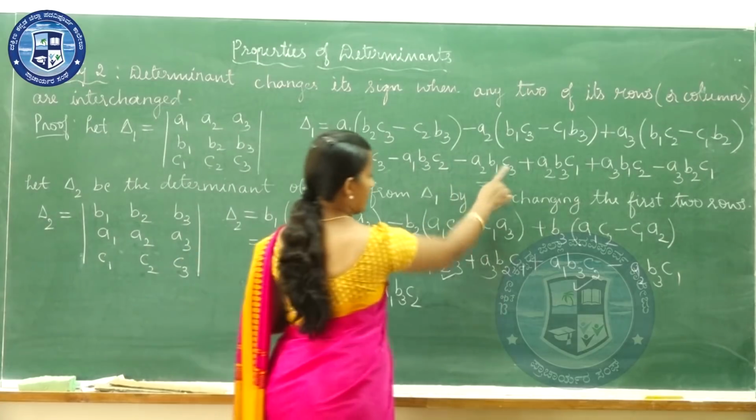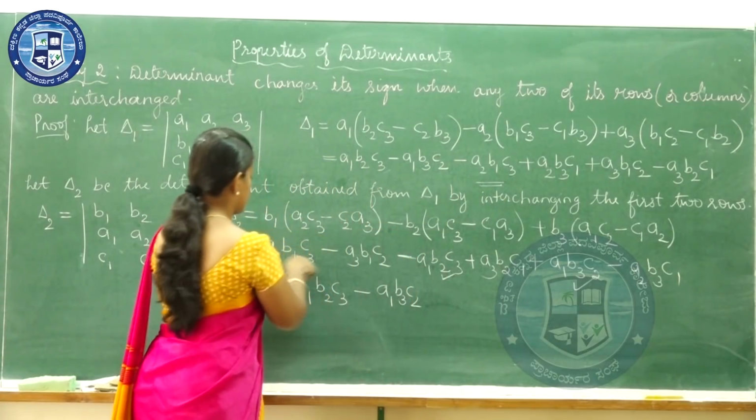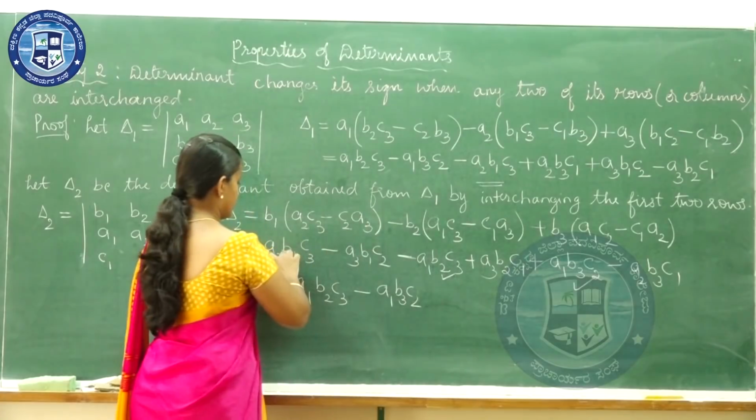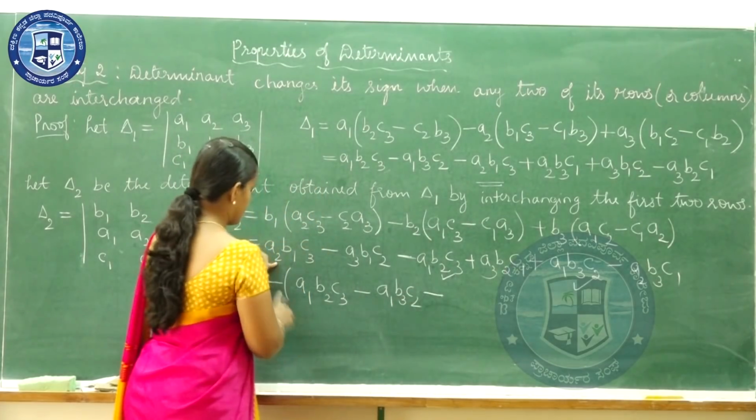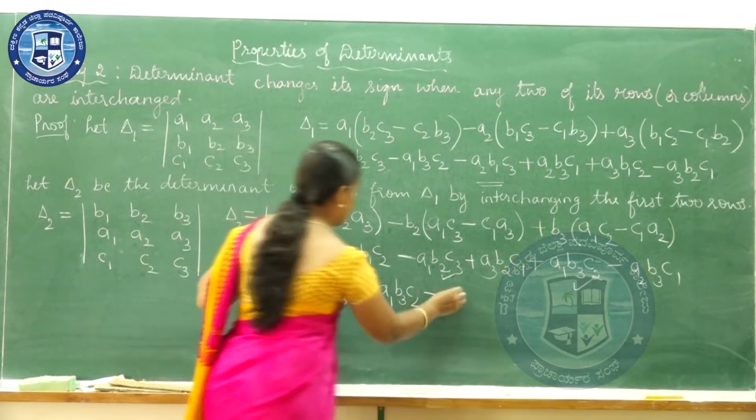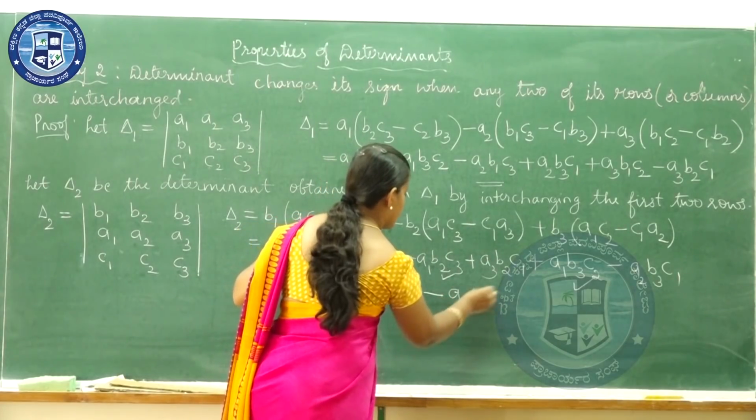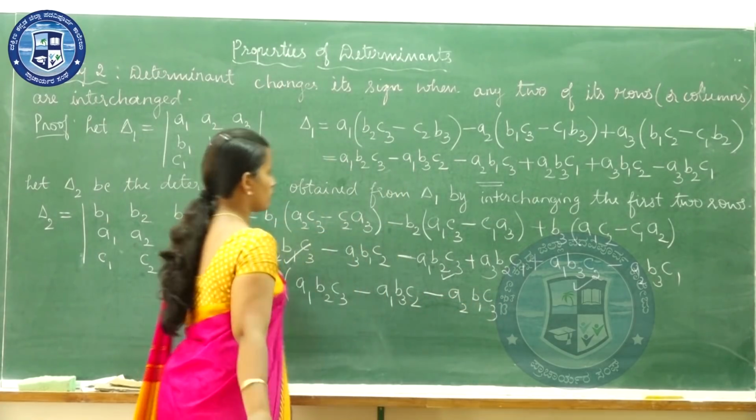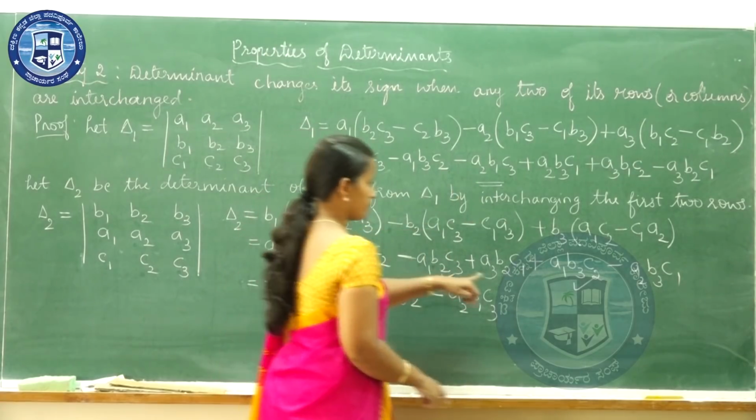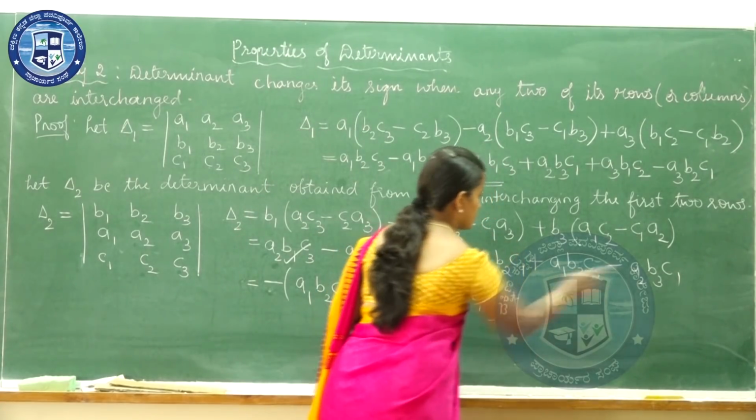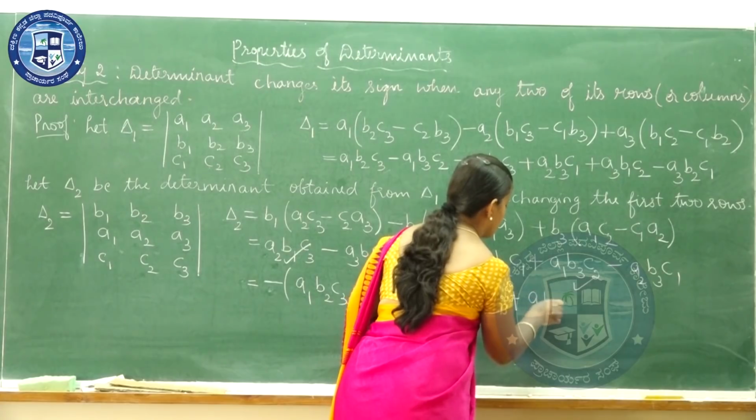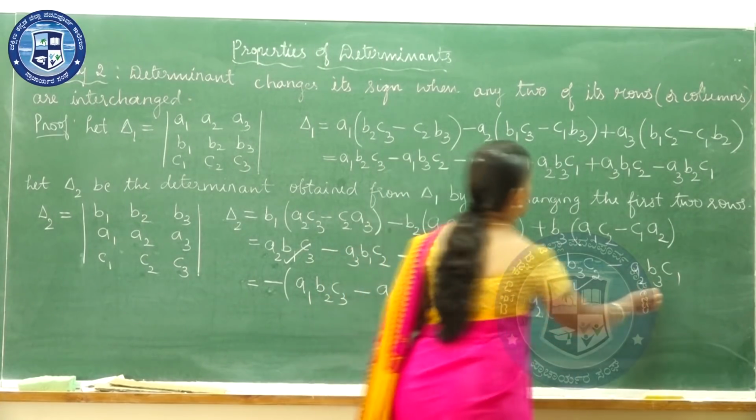Next, 2 1 3. If you check, 2 1 3 is here. Here it is minus, here it is plus. So this becomes minus now because the sign is outside: A2 B1 C3. So this is also over. 2 3 1, the last one, change the sign, plus A2 B3 C1.